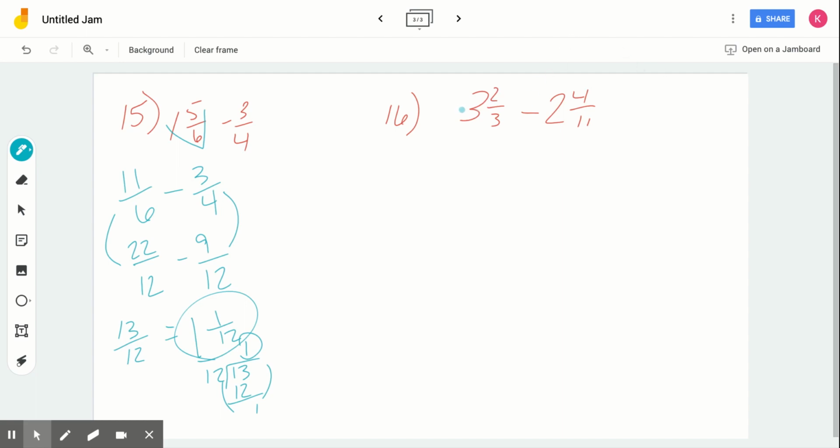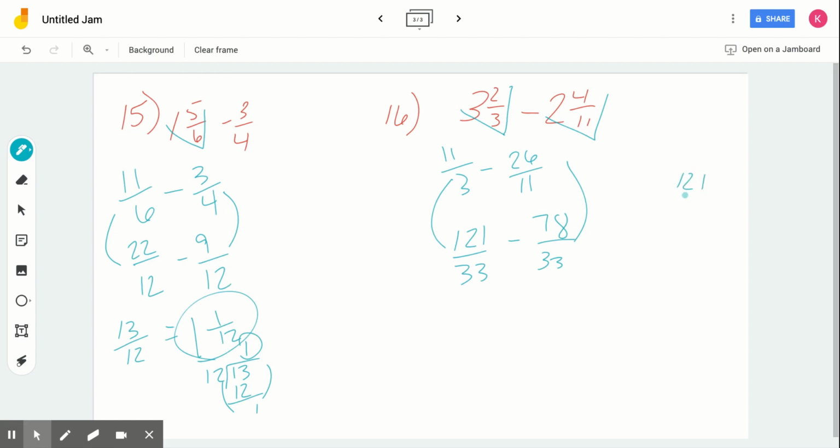And for this last one here, 3 times 3 is 9, plus 2 is 11/3. 2 times 11 is 22, plus 4 is 26 over 11. Now with these, the common denominator is going to be 33. So 3 times 11 makes 33. 11 times 11 is 121. 11 times 3 is 33. 26 times 3 is 78.